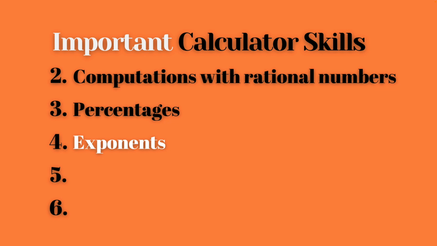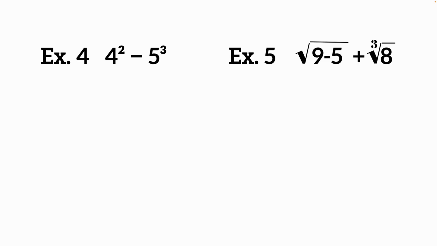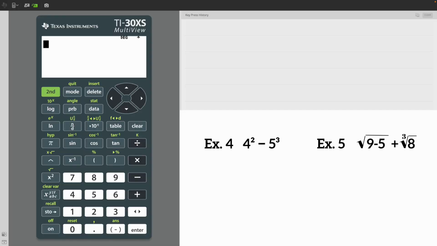Maybe I should have made this number too because the GED loves exponents. But let's look at a couple of these examples. They look a little ugly. Don't be scared. We can input these. So first example, 4 squared minus 5 cubed, or 4 to the second power minus 5 to the third. So I'll type in the 4.